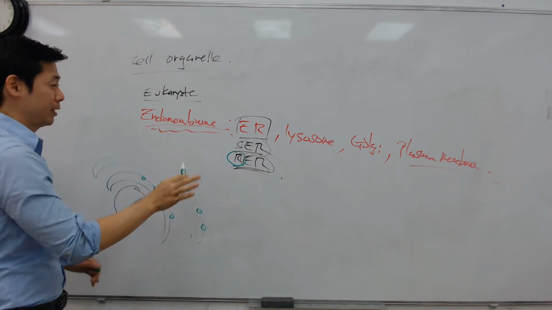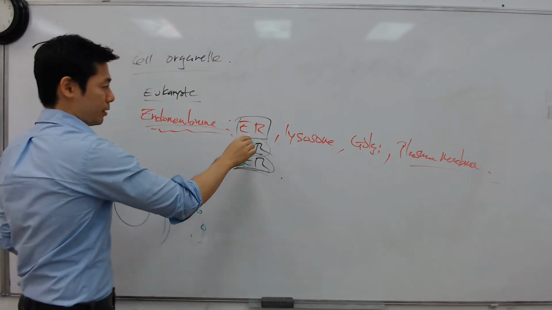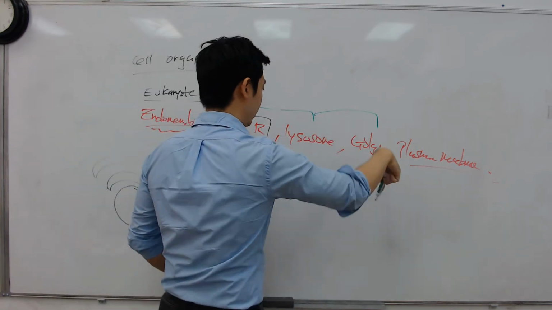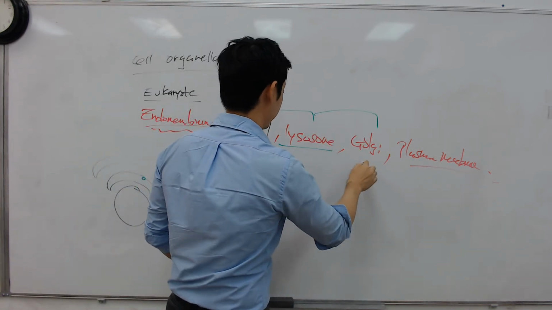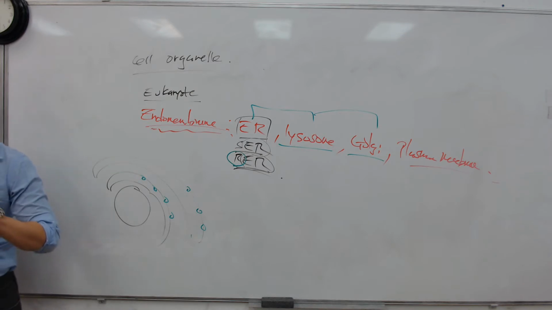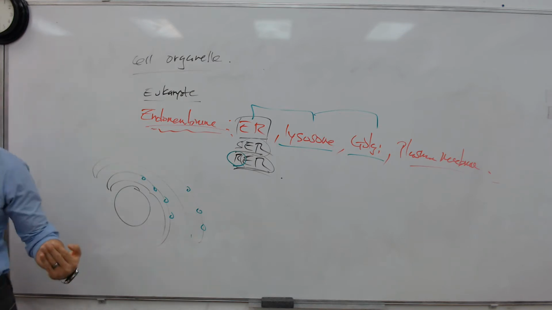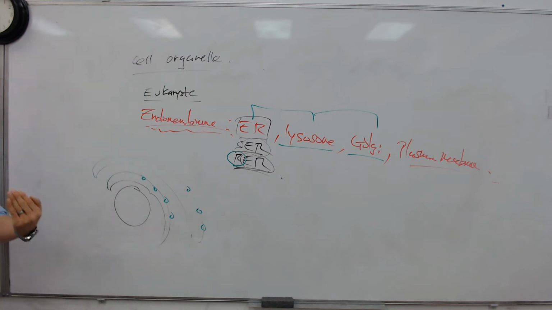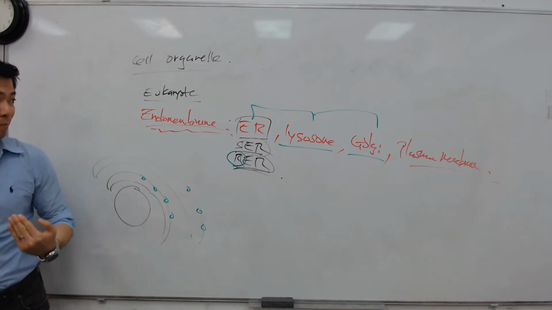Keep in mind, guys, these are all the ER, lysosome, and Golgi apparatus. They're all membrane bound, by the way. So these are all membrane-bound organelles. The ribosome is not membrane bound. These membranes are phospholipid membranes. The ribosome doesn't have the phospholipid membrane, but these do.